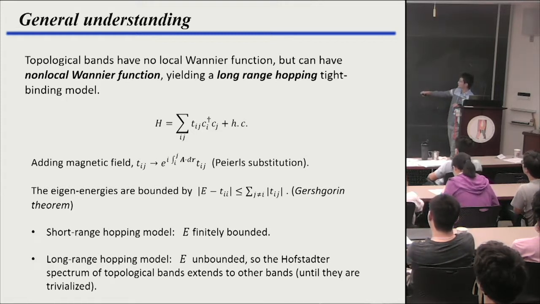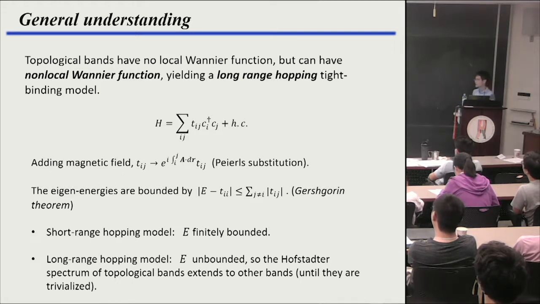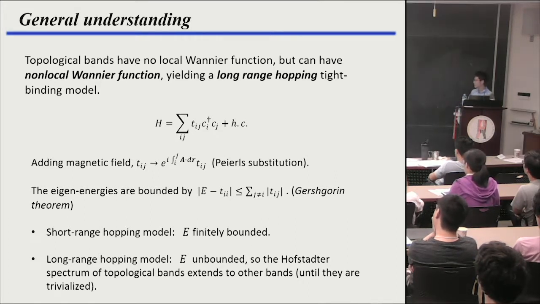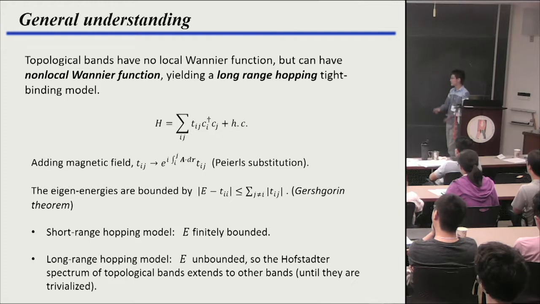Because at zero magnetic field, of course, you can fine-tune the phases between all these hoppings to get a small energy range. But when the magnetic field is turned on, in general, you get these phases, and they will no longer be destructive. Instead, they become constructive and give you large energies. Unless the Hofstadter butterfly meets some other bands which trivialize your topology, in that case, together with those bands, you can construct a short-range model. So the Hofstadter butterfly might be stopped when you hit some bands that trivialize it.